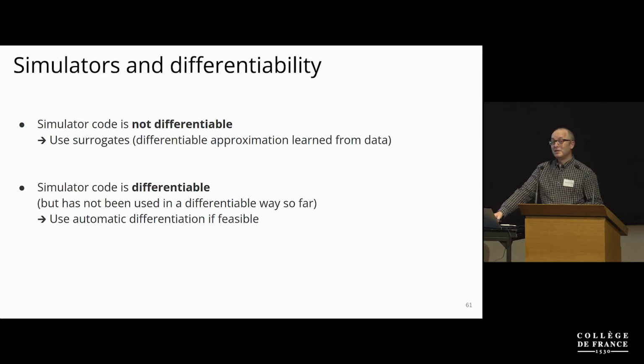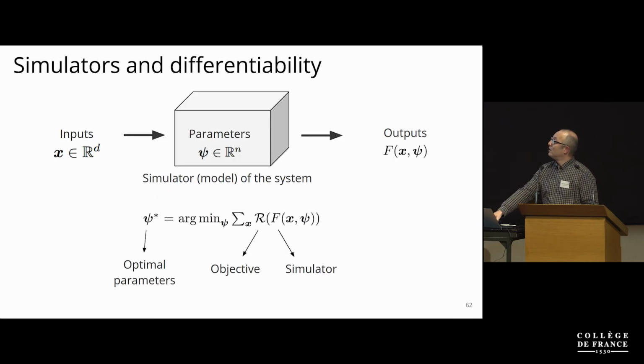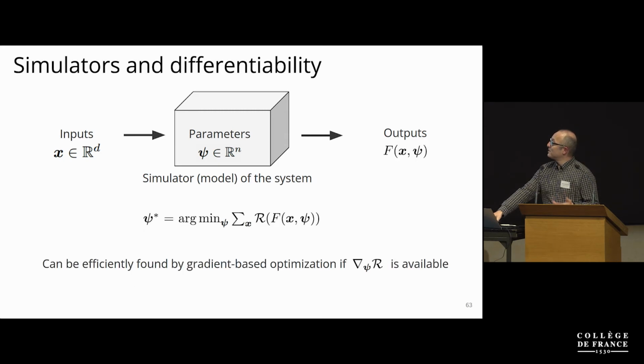So in the simulator domain, there are two things that can happen. Your simulator can be non-differentiable. In this case, you can learn differentiable surrogates. Or it could be differentiable but has not been differentiated yet. You can attempt automatic differentiation to take the source code and make it differentiable. I should maybe speed up, but I'm just going to cover these two cases.